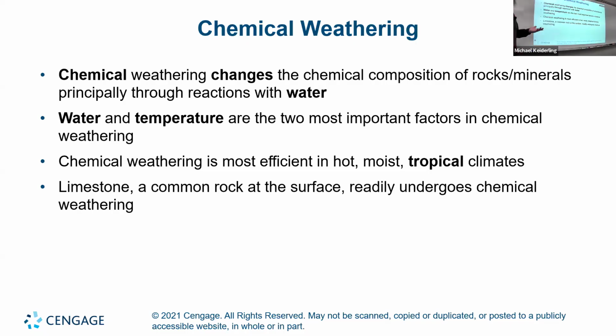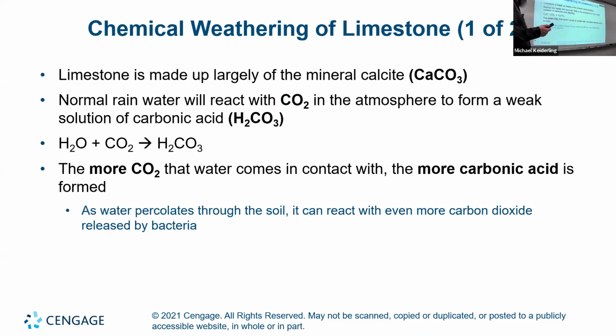So limestone, which is a common rock at the surface, readily undergoes chemical weathering. It occurs everywhere there's limestone. Plenty of it happening around here as well. It's just faster and more dramatic where it's warmer and wetter. So limestone is made up largely of the mineral calcite.